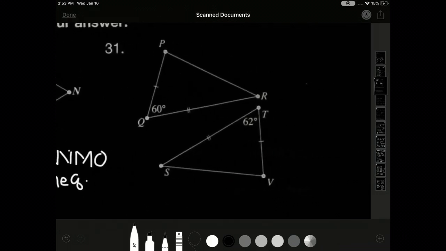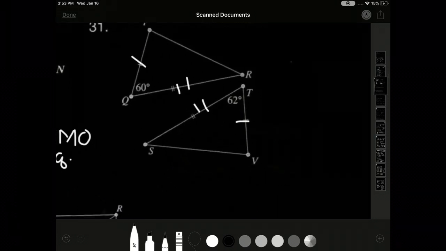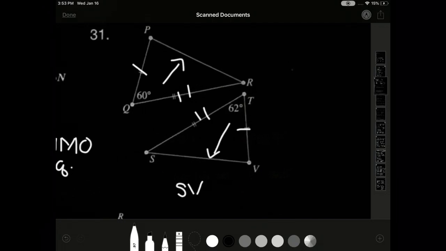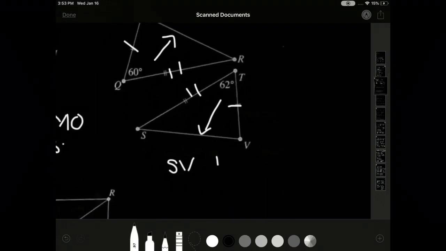In 31, we have sides here, sides here. Then you have a 62 and a 60. Opposite 62 is SV. Opposite 60 is PR. And since 62 is bigger than 60, SV is bigger than PR.